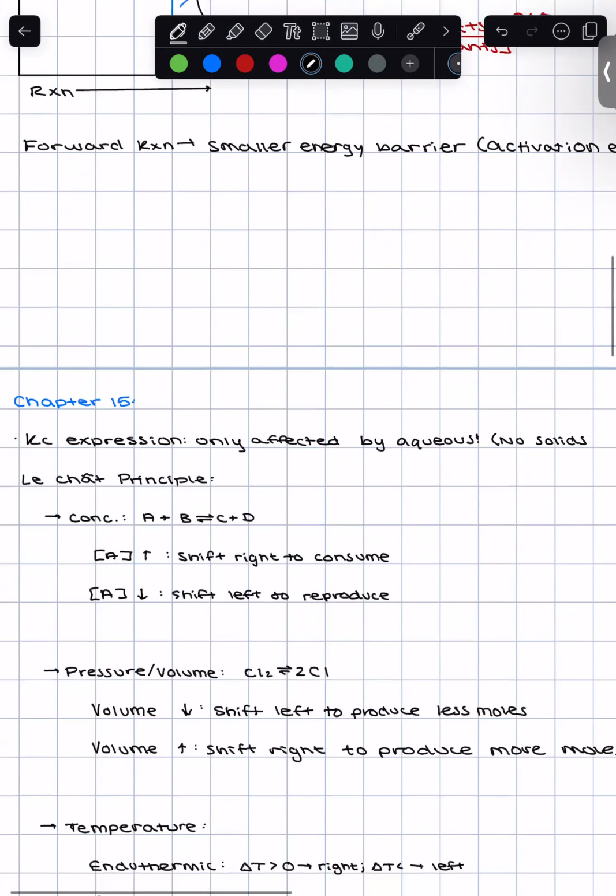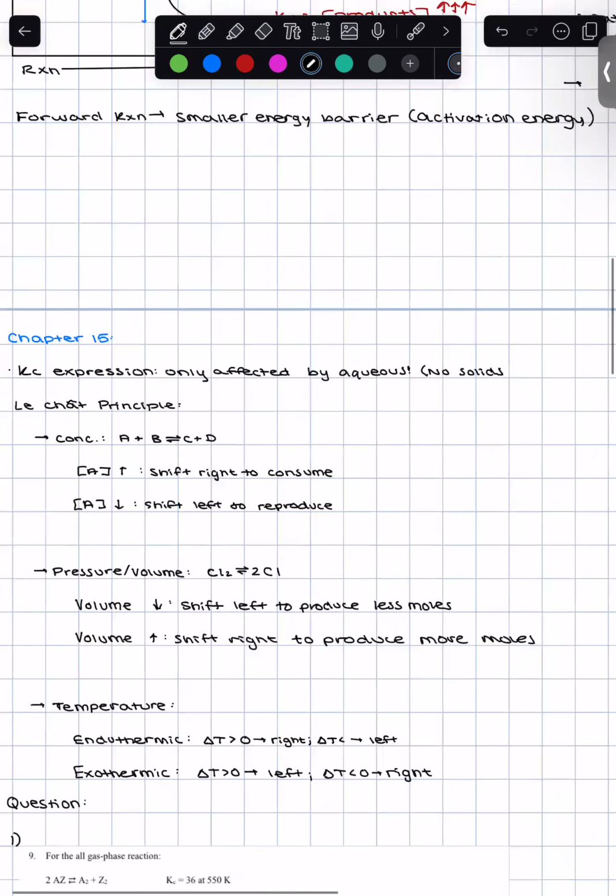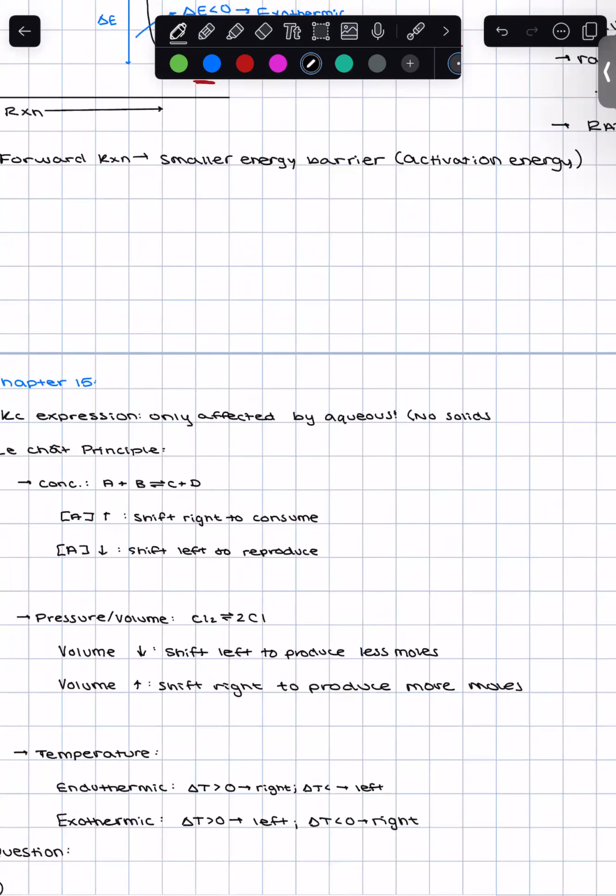Le Chatelier's principle is the one more conceptual thing that they really hit on in equilibrium. After that, it's a lot more math. And I just want to go over this just to make sure we're on the same page. Concentrations to me is the easiest. If you're going to increase the concentration of something, you're going to shift to consume it. If you remove the concentration of something, you're going to shift to reproduce it. That one to me seems to be pretty simple.